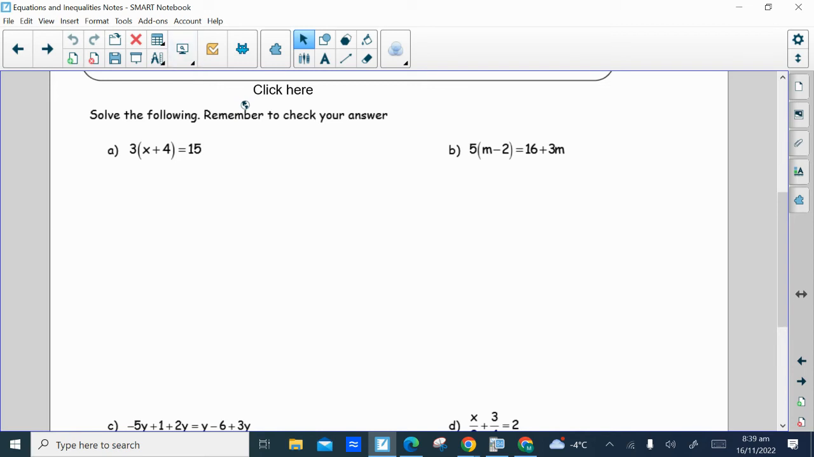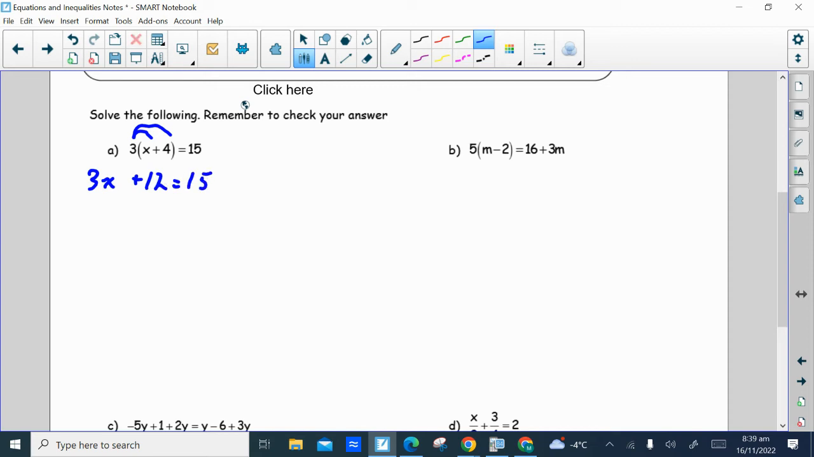So for now, question A, we need to remove the brackets by using distributive property. We're going to multiply each term inside by the 3 that's in front. So the 3 times x is 3x, and the 3 times the positive 4 is positive 12. So that's our first step. Multiply out those brackets.